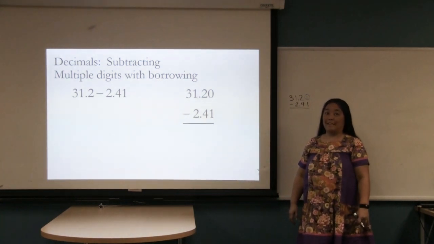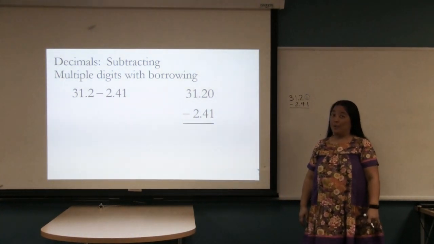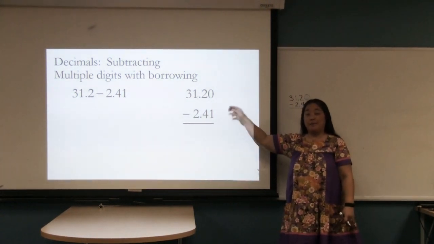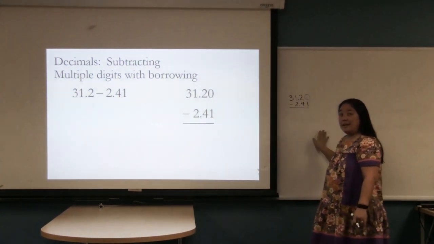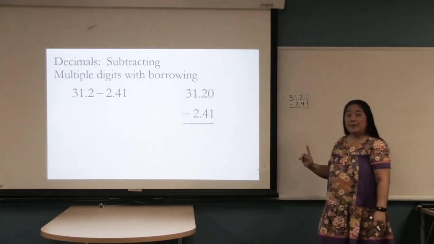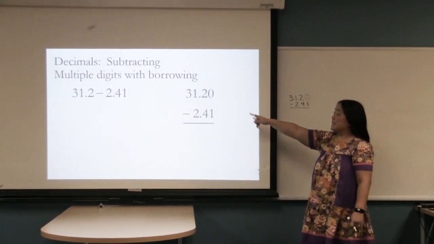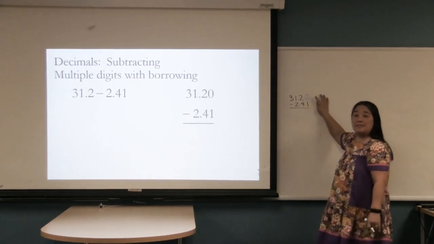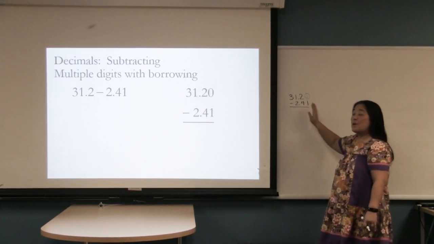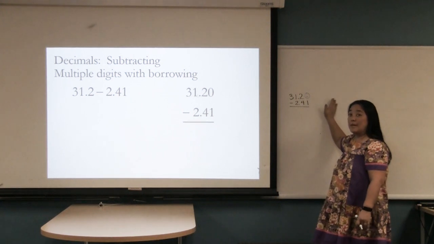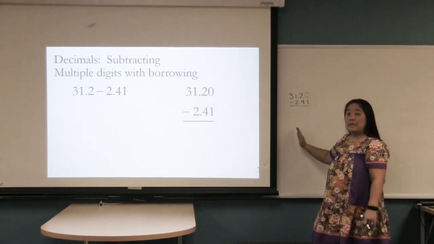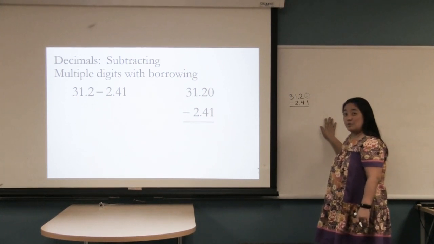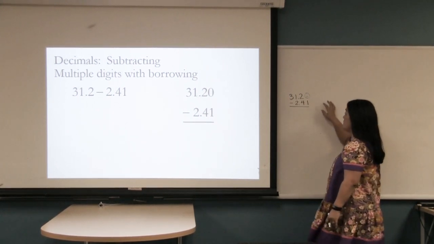Decimals subtracting multiple digits with borrowing. As usual, I have the problem written left to right, top to bottom, and here on the whiteboard. You'll notice again that since the decimals do not line up, I had to put a 0 here to make sure that the right-hand side after the decimal lines up beautifully, the decimal points line up beautifully. This is important anytime that you're adding or subtracting decimal numbers.